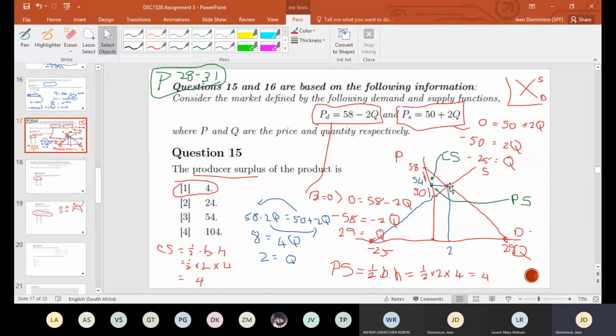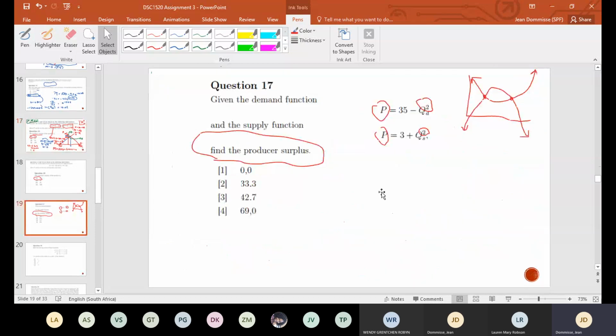As in the linear, where we worked out the equilibrium, we will need to work out the equilibrium in this as well. And the equilibrium is where the two graphs basically meet. So let's look at the formula. It is 35 minus q to the power of 2, and we say that is equal to 3 plus q to the power of 2.